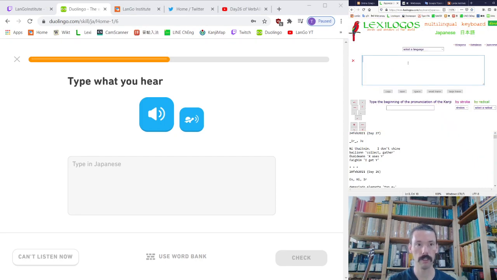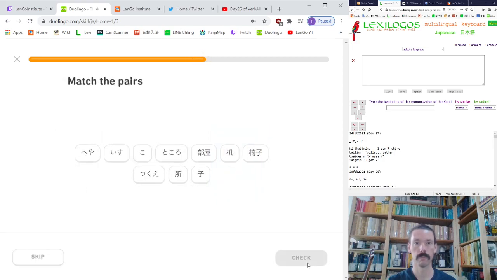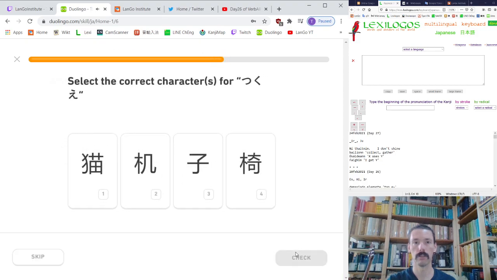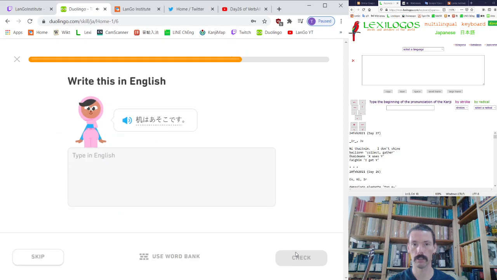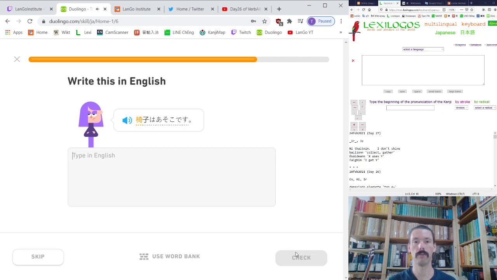Koinu desu. I think that's the complete sentence. 子犬です。Ko is this one. 子、Heya. 部屋、子、Tokoro. ところ、Tsukue. 机、Isu. 椅子、Tsukue. 机、机はあそこです。Tsukue wa. As for the desk, asoko desu. It is over there. 椅子はあそこです。Isu wa. As for the chair, asoko desu. It is over there.